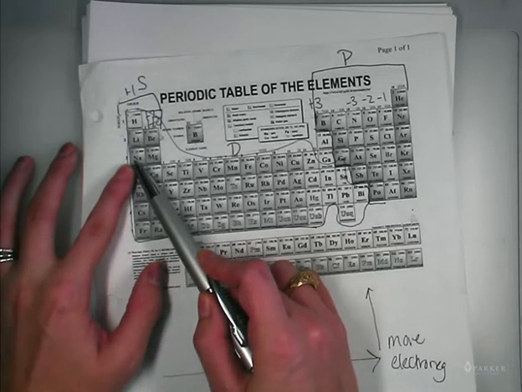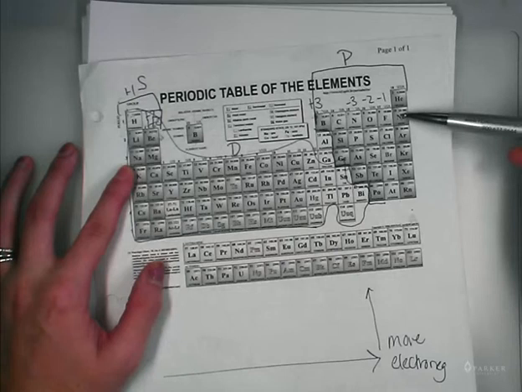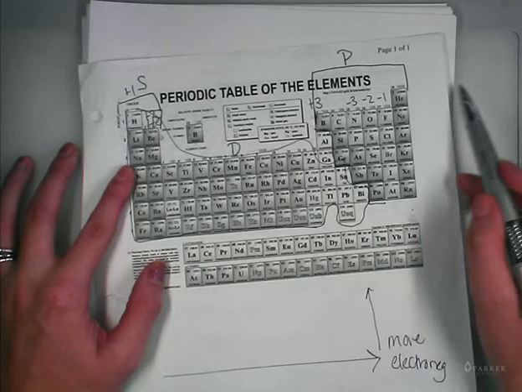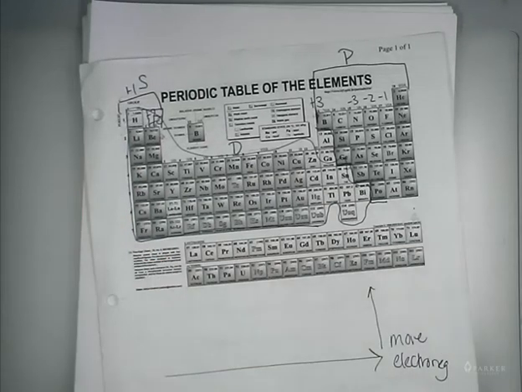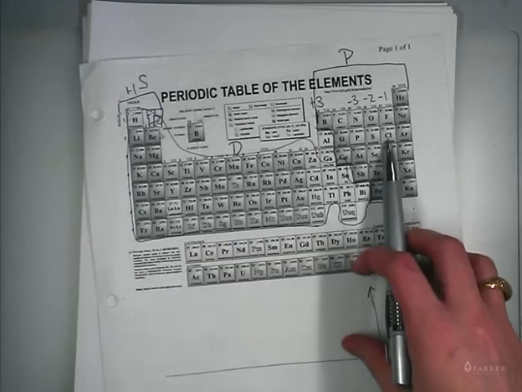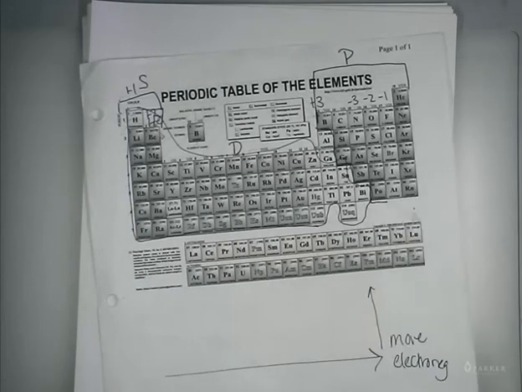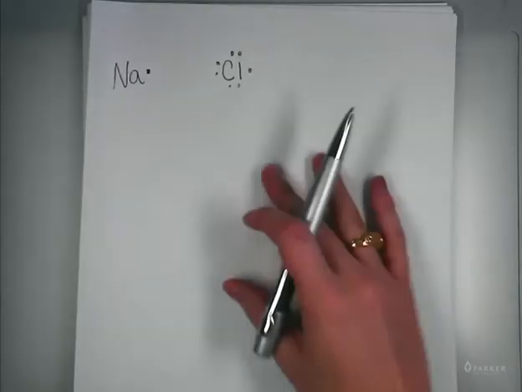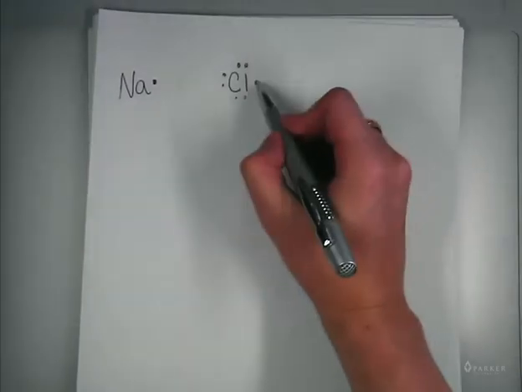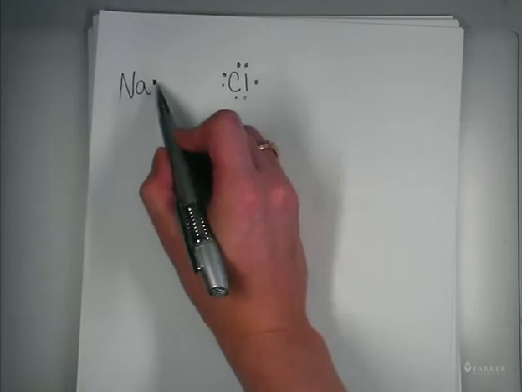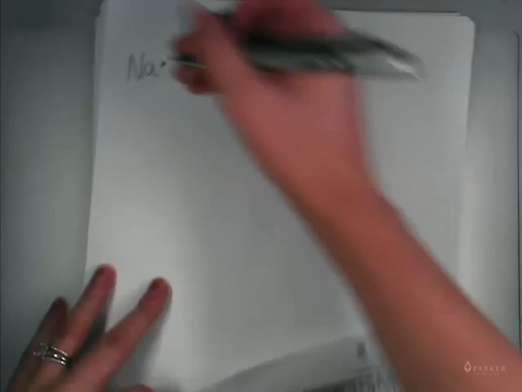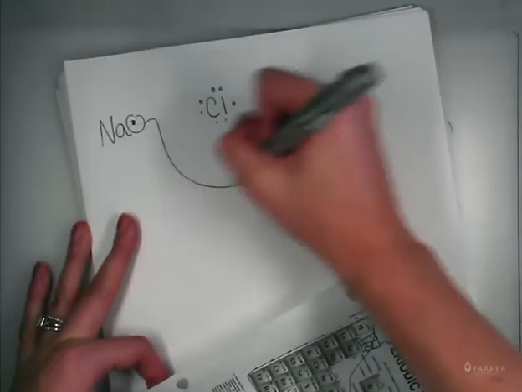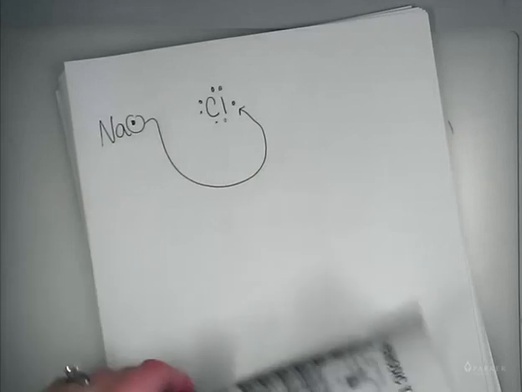Now, what if it lost an electron and became neon? How many would it need to lose? 1. This is element 11, this would be 10, so it just needs to lose 1. Which one do you think is easier to do? Lose 1. And for chlorine, gain 1. So they kind of work together. Chlorine wants to gain 1, and sodium wants to lose 1. How many does sodium have? Conveniently, 1. So basically, this electron moves right there.